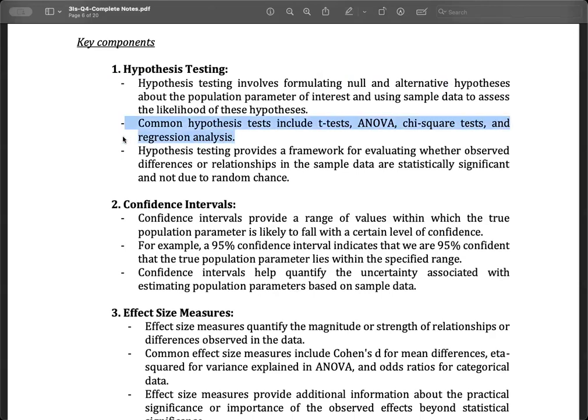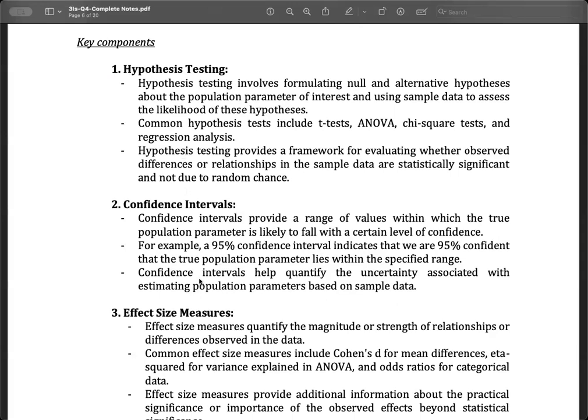regression analysis. So let's look into these tests later, as we learn the characteristics of these tests and what these tests are for. Where do we use these specific tests? Now, remember that hypothesis testing provides a framework for evaluating whether observed differences or relationships in the sample are statistically significant and not only due to random chance. Significance would mean that it's consistent, it is valid, it is accurate in a way, and it's not just because of some random chance that there's a difference or there's an association.